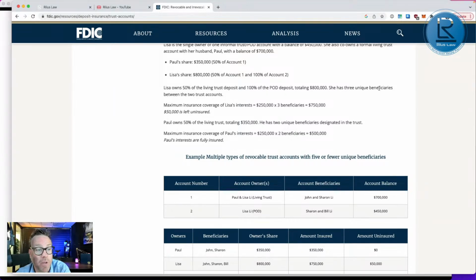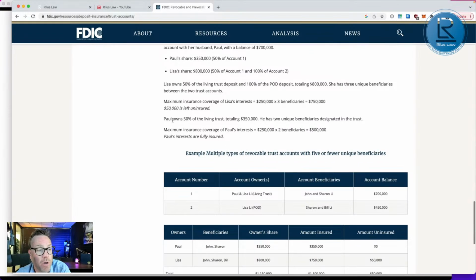She has 3 unique beneficiaries between the 2 accounts. So the maximum coverage is going to be 3 beneficiaries times 250,000, so 750,000. And in this scenario, we have 50,000 left uninsured. Paul owns 50% of the trust and has 2 unique beneficiaries. So his share gets 500,000 of coverage for 2 beneficiaries.